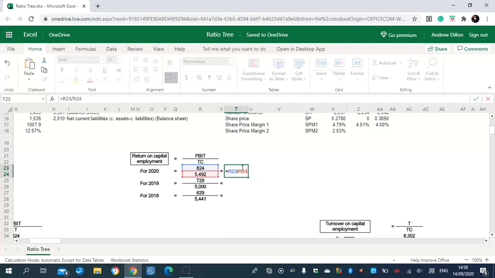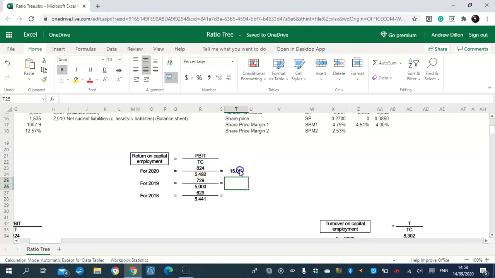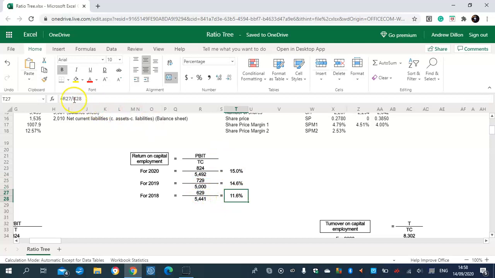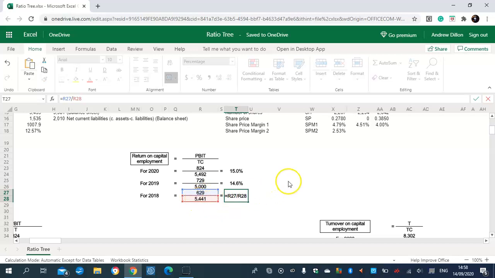423 divided by 424. Yeah, that's all I have to do. Just divide them by the relevant numbers. So that's 425 and 26, 729 and 5,000. As for 11.6, the answer is related to 629 divided by 5,441.